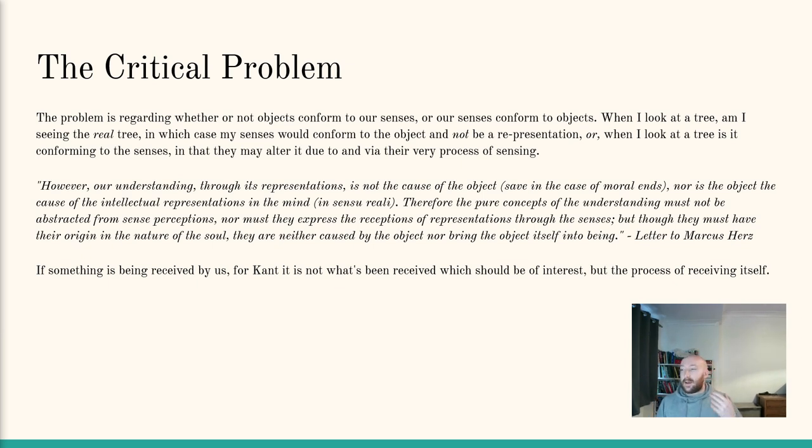So it's this problem of reception and how one deals with reception. If something is being received by us, for Kant, it is not what's been received which should be of interest. That's what the analytics would say: we've received this, we'll just deal with what's been received. The process of receiving, what allows us to receive anything, let's investigate that, because if we understand what allows us to receive things, then we can understand whether or not what we're actually receiving is true.